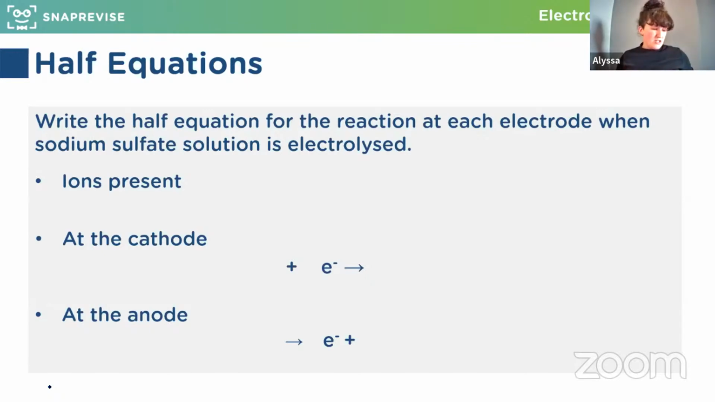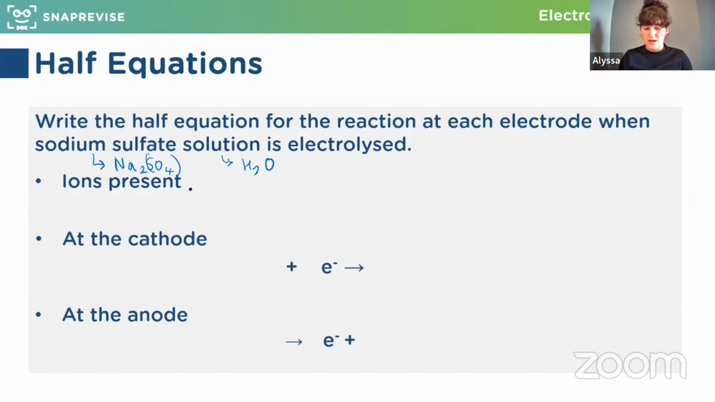Okay, so half equations. If we need to write a half equation, let's have a look at a mean, horrible example. So write the half equation for the reaction at each electrode when sodium sulfate solution is electrolyzed. So I'm just going to give us these ions because we don't have time to work it out, but please feel free to just double check you're confident with it. Sodium sulfate is Na2SO4. So sulfate is SO4 2-, so we're going to need 2 of them to get our sodium ions, and it's in solution.